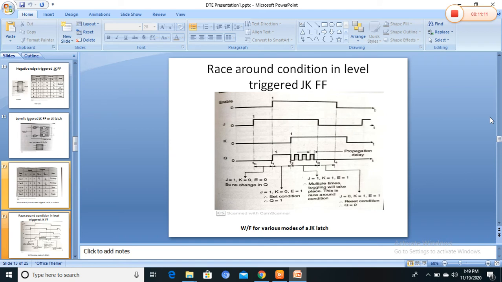This is the truth table with J and K, the enable, and the output Q considered. In the race condition, in the last condition when J is equal to 1, K is equal to 1, and enable is 1, the flip-flop goes into toggle mode, with Q changing multiple times and output toggling taking place. That condition is called a race condition, and it is avoided by the master slave JK flip-flop. This is the race around condition.